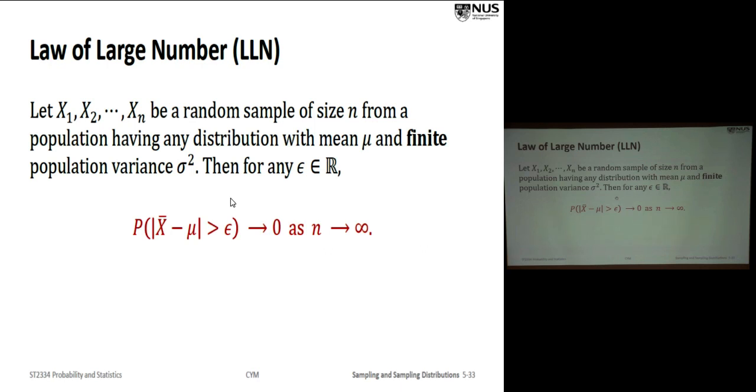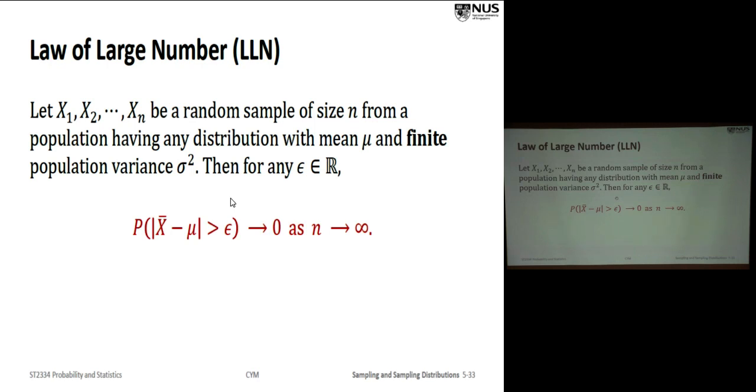It says: take X1, X2, up to Xn, a random sample of size n from a population which has a mean mu. You don't actually need a finite variance, but anyway, let's suppose you have a finite variance. This is called the weak law of large numbers. It's a classical result in probability theory. And what does it say?